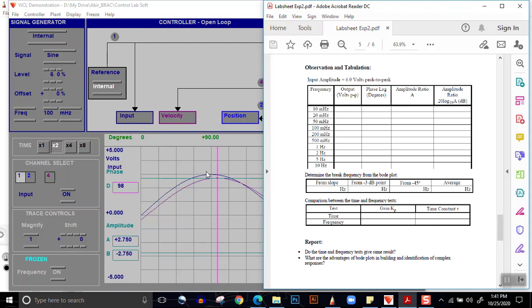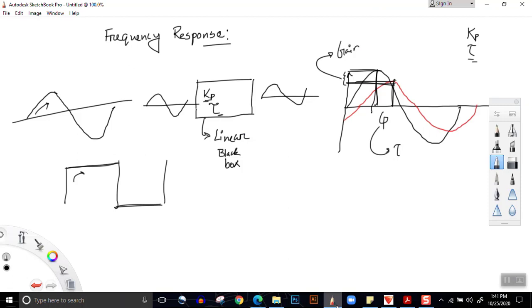Why is it a 9 degree lag? The input is 90 degree, output is 99 or 98 degrees. So phase lag is minus 8 degrees. And amplitude ratio. Amplitude ratio is our plant gain, that is amplitude ratio is equal to output span divided by input span.